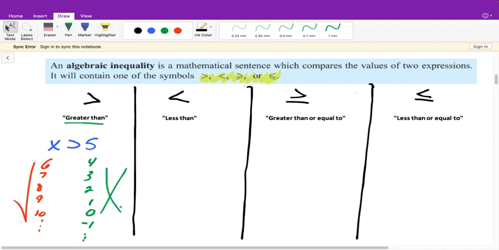All right, so we read it left to right, and we're saying that this value is going to be greater than. So x is greater than 5. And then any number that we have that is greater than 5 would actually be a solution to this, because 6 is greater than 5, 7 is greater than 5, and so on.